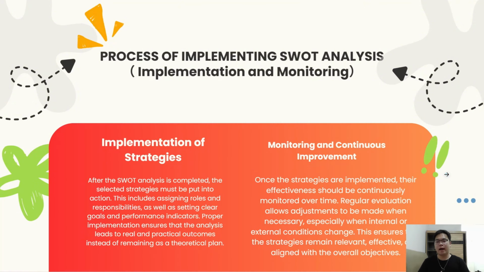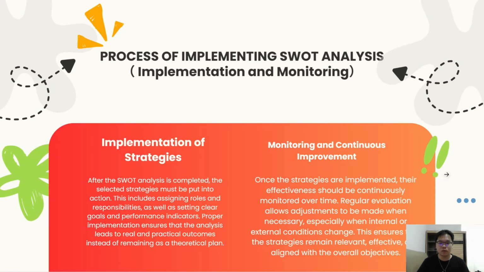Okay, lastly, I will expand the final step in implementing SWOT analysis, which is implementation and monitoring. After the strategy and the plan are prepared, they must be put into action. This includes assigning responsibilities, setting goals, and making sure everyone understands their role. For example, if a company wants to improve online sales, they may assign a team to manage social media promotion.